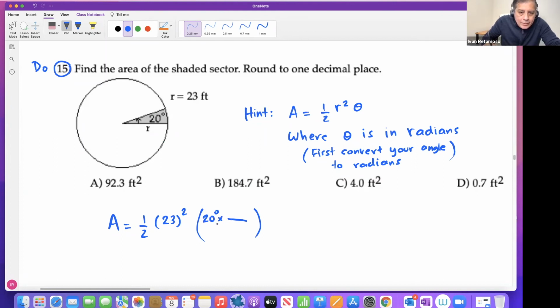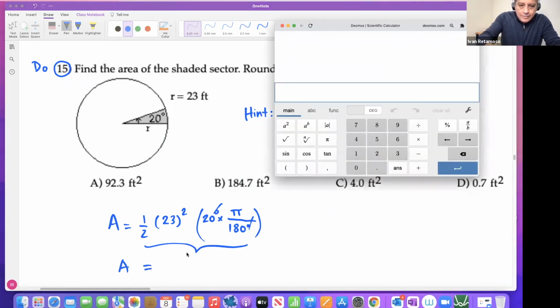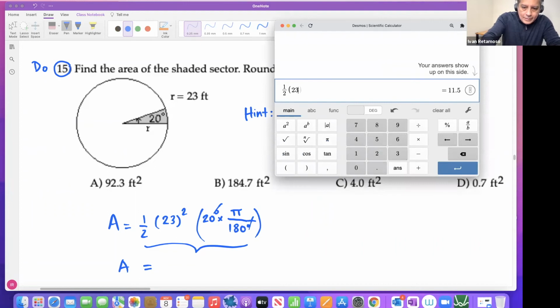So the way we do it is by multiplying this 20 degrees by this conversion factor, 180 on the bottom to eliminate degrees, pi radians on the top, to output this in radians. The degrees cancel. We do the math here. Area should be equal to what? Well, let me see. 1/2 times 23 squared multiplied by 20 times pi divided by 180, right?